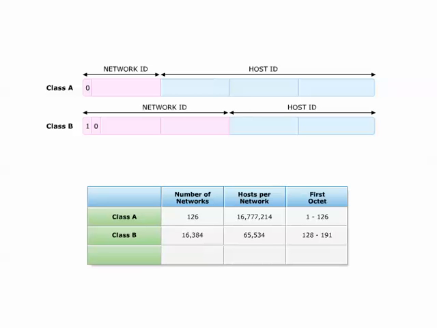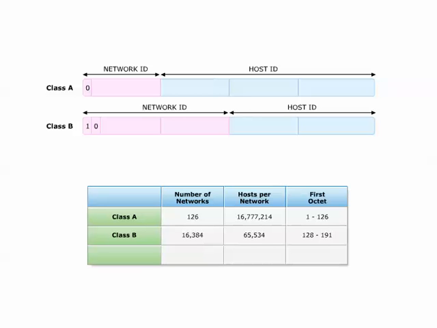IP addresses with the first octet from 128 to 191 are part of this class. Class B addresses also include the second octet as part of the net identifier. The other two octets are used to identify each host.